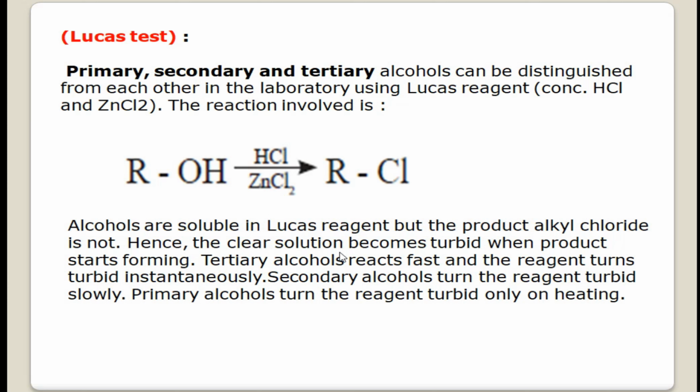Hence, the clear solution becomes turbid when products start forming. Tertiary alcohol reacts fast and the reagent turns turbid instantaneously. Secondary alcohols turn the reagent turbid slowly, and primary alcohols turn the reagent turbid only on heating. This is a very simple distinguishing test for alcohols.